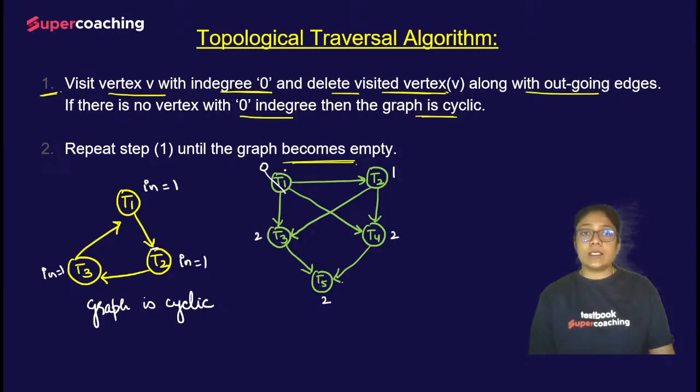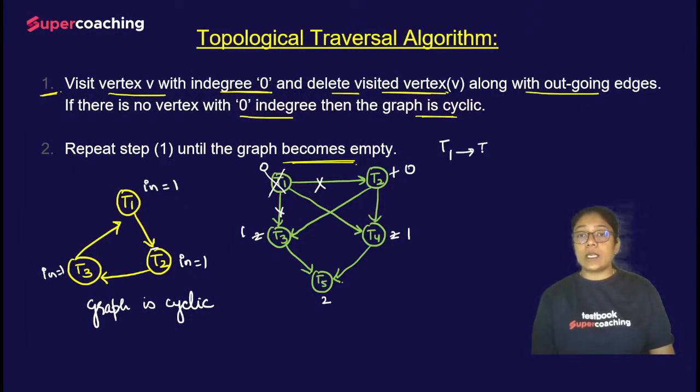So we'll be deleting T1 first, along with the outgoing edges. When it is removed, that means for T2 the in degree now becomes 0, right? For T4 in degree becomes 1. For T3 in degree becomes 1, because only the edge from T2 is coming, the edges from T1 are gone. Now T2 is the vertex with the in degree 0.